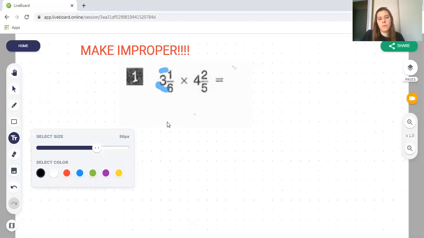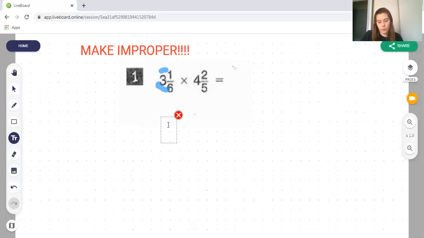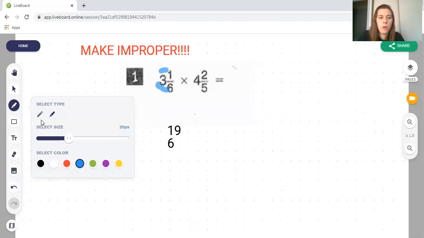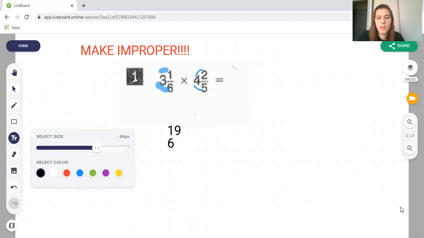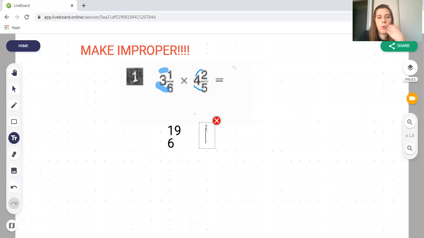3 times 6 is 18, plus 1 more is 19. Bottom number is going to stay the same, so 19/6. And then this one, same exact thing. You are going to multiply 4 and 5, add the top. So let's go ahead and do that. I have 4 times 5 is 20, plus 2 more is 22. And the bottom number is going to stay the same, which is 5.